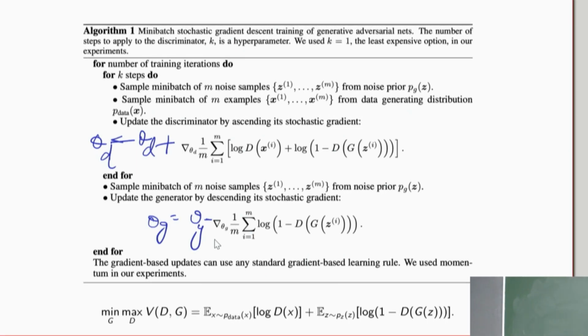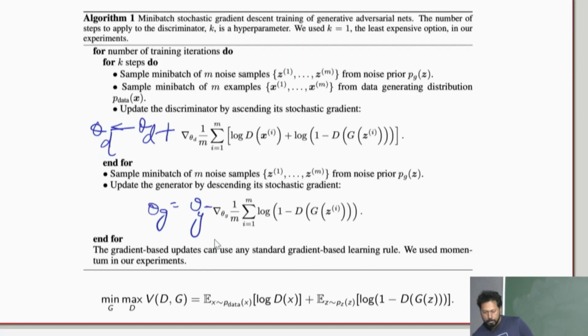Most books will just say this. So I guess this is the main algorithm. We will come back to the theory part, like what the optimal value of the discriminator loss or the generator loss is. We may prove why this loss is good.